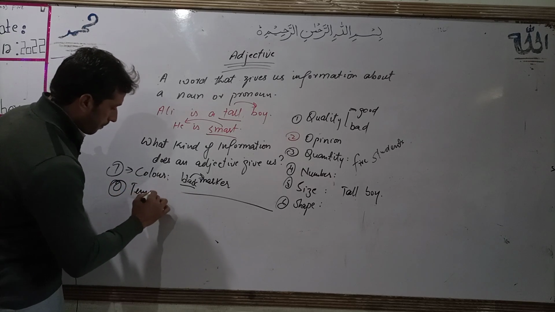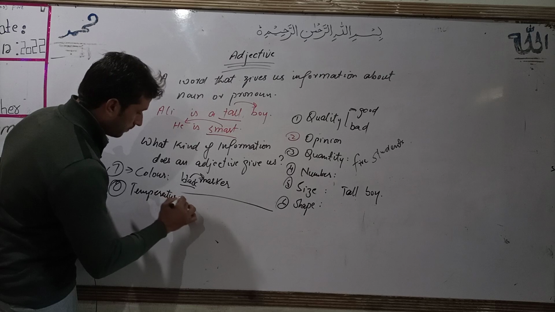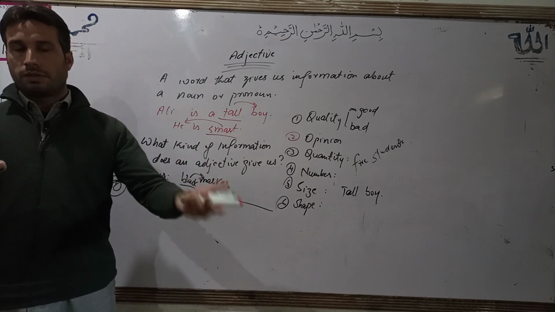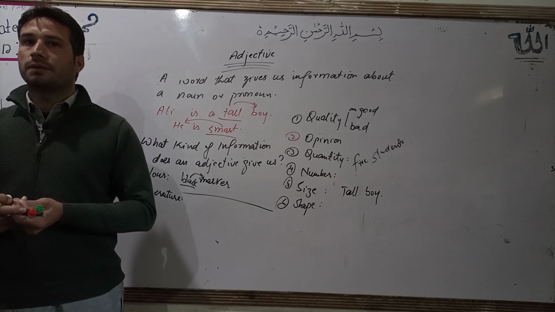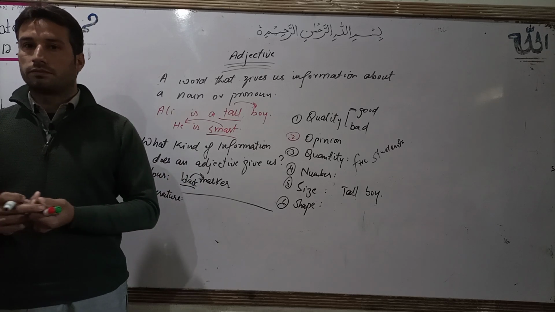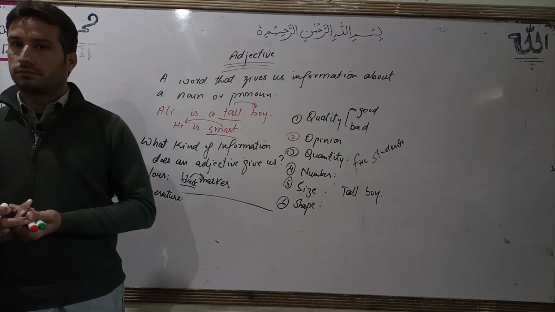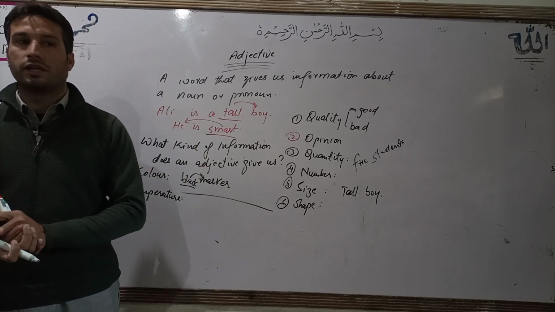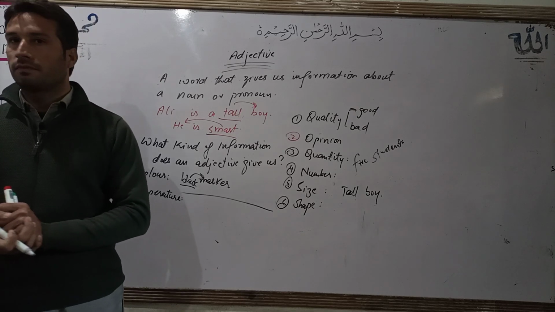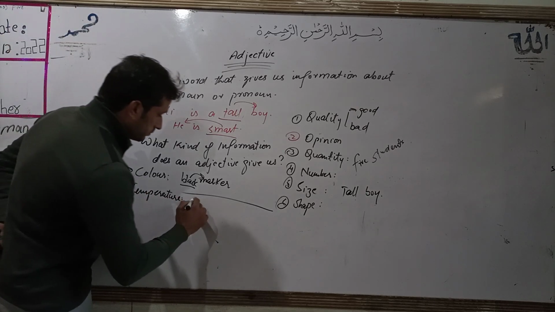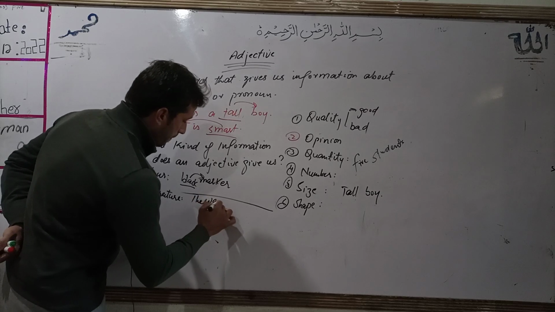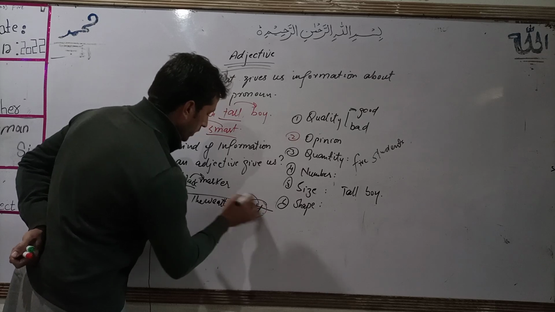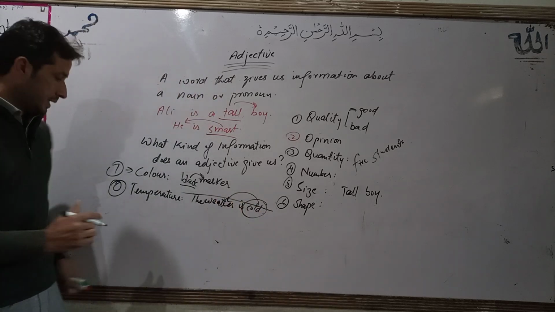Temperature: when we talk about the temperature of the weather or of something else, for example if I say the weather is cold, it's hot, warm, or sunny, cloudy, rainy, snowy, stormy, windy, all of these are adjectives. Like the weather is cold. Now the word cold gives me information about the weather.